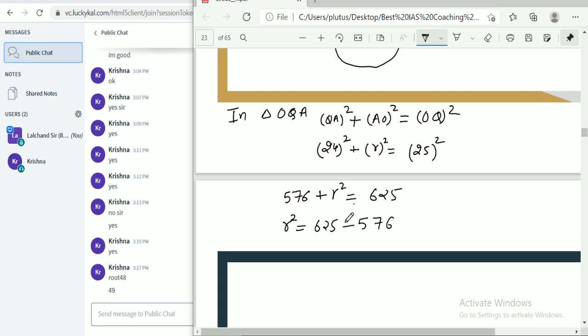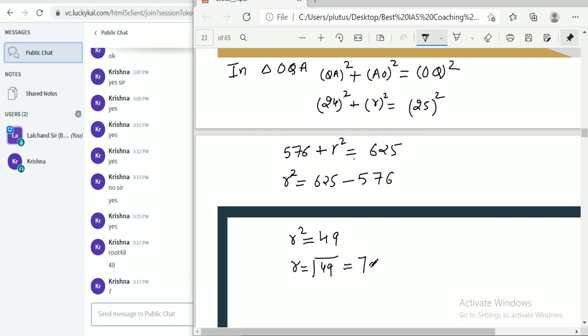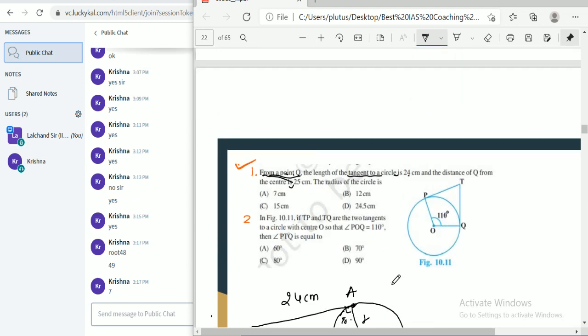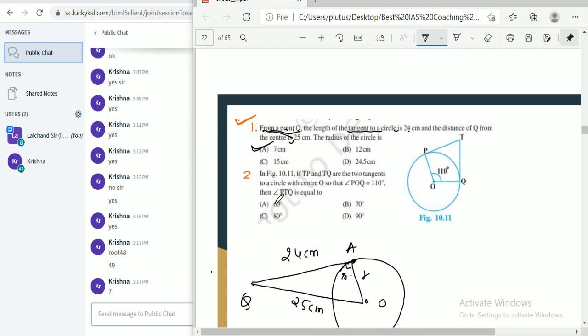Yes, 49. So R square equals 49. So if we take the square root on both sides, then the value of R will be the square root of 49. That is equal to 7 centimeters, isn't it? This is the correct answer. Okay. So which option is correct? Option A is correct for this particular question. Okay. So I think now it is clear to you how to solve this.